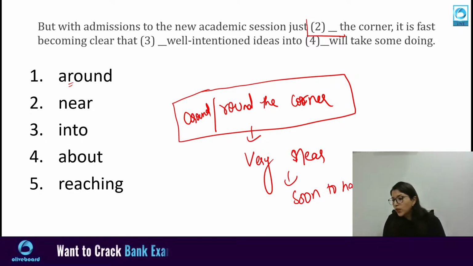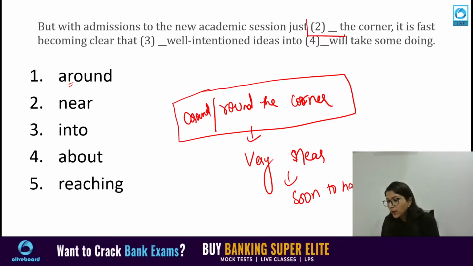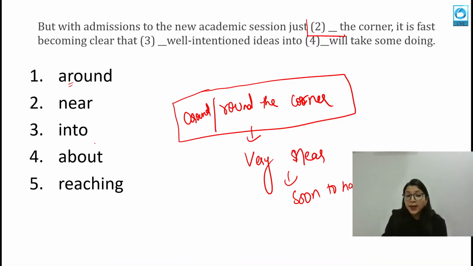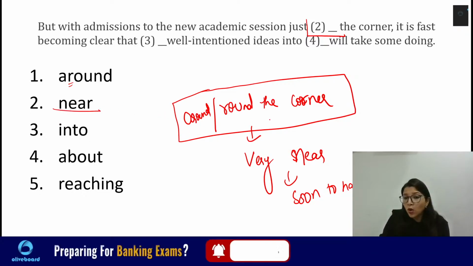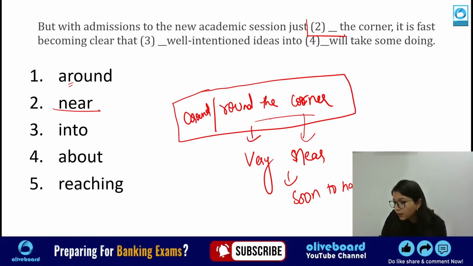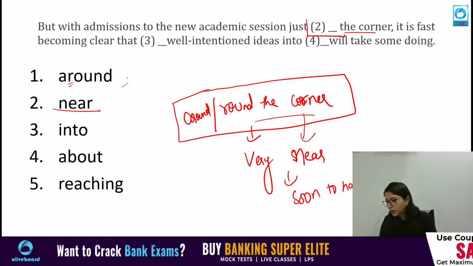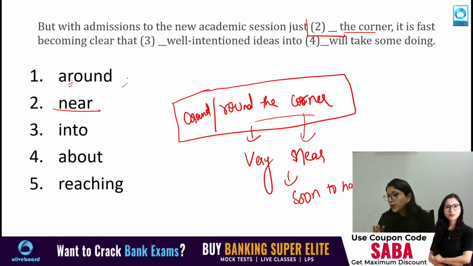Soon to happen. Sudha, did you get it? Maqsood, did you get it? It won't be near, it won't be into, it won't be about. See, we are getting the sense of near. Round the corner, this phrase means very near. So we are getting the sense of very near. But since the phrase is given as the corner, that is why we have to use around. Got everyone? This round the corner means very near.